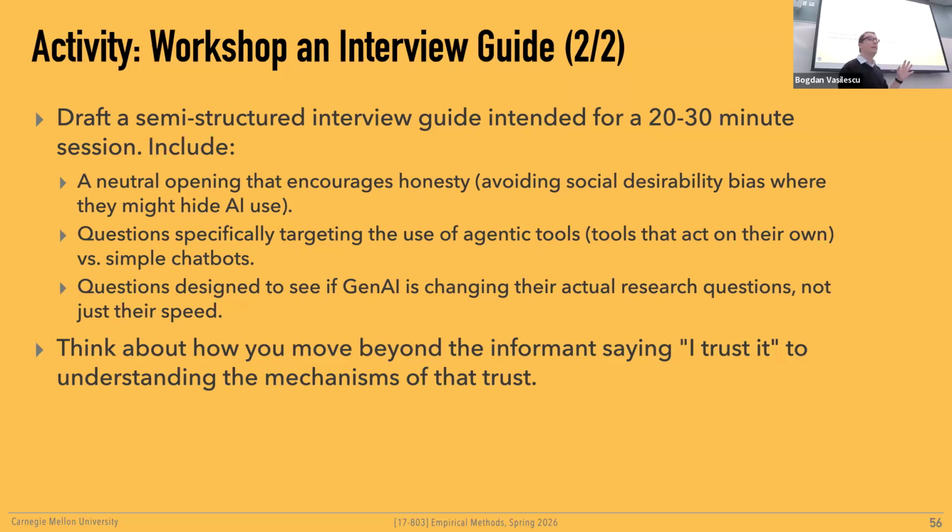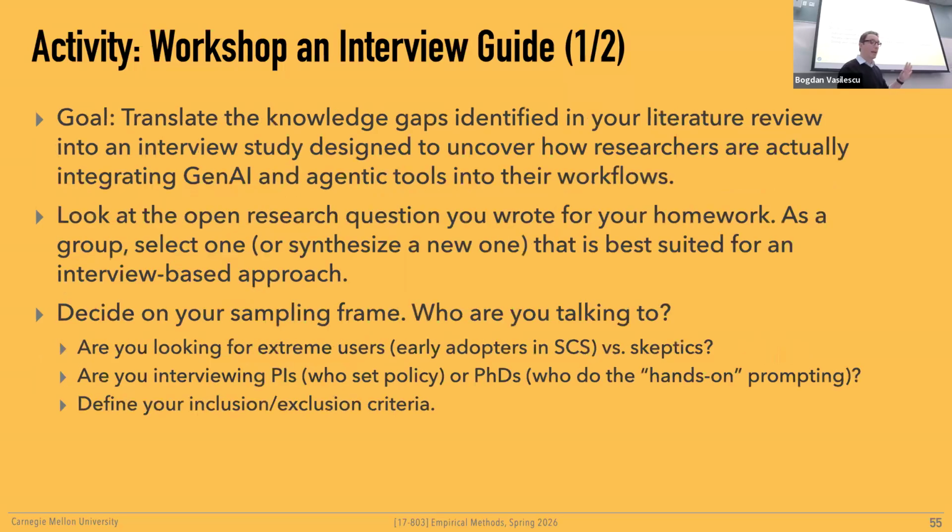Okay, any questions here? So again, the ask is to pick one research question related to what you already worked on in homework, because that's easiest, and start workshopping an interview protocol and deciding who you would talk to. What's the sampling frame here? Who are you talking to? How would you find them? Why do you select those people to talk to and not others?